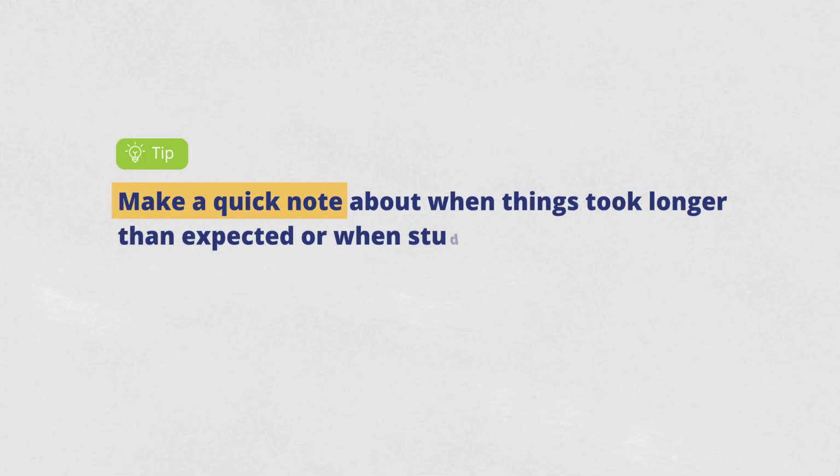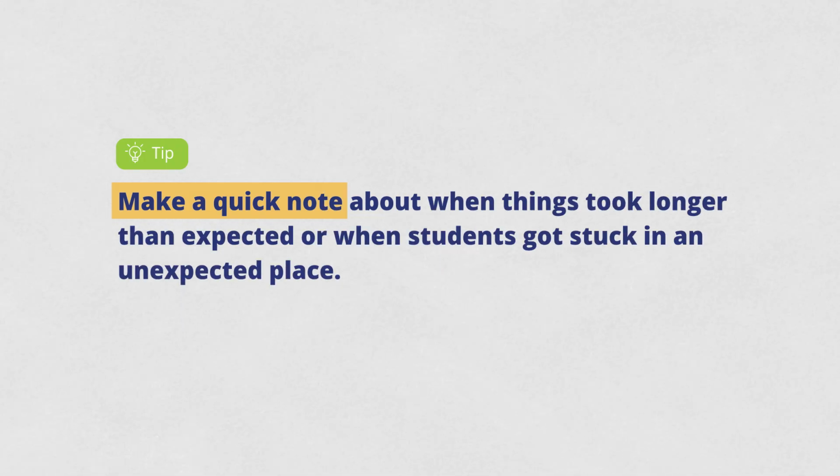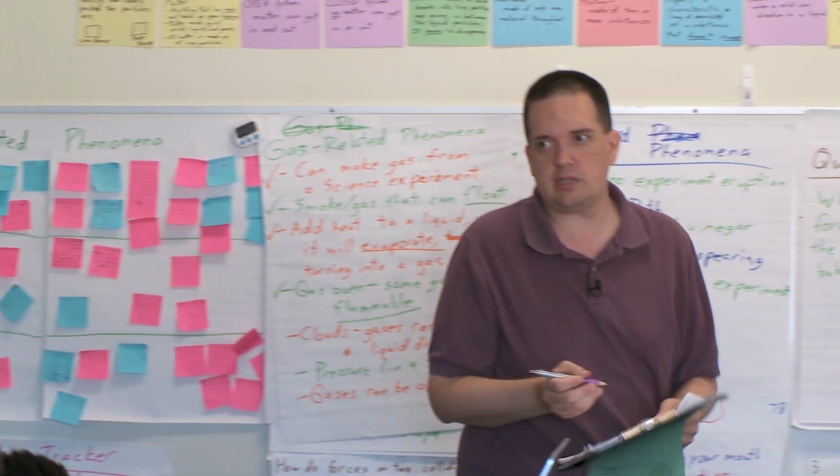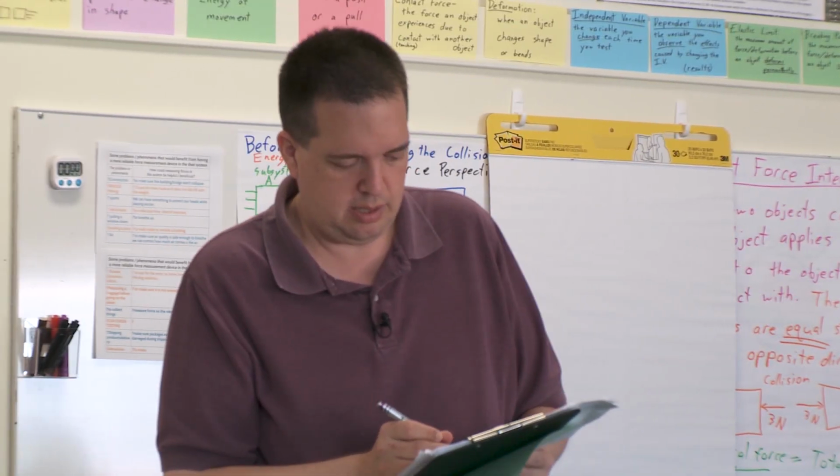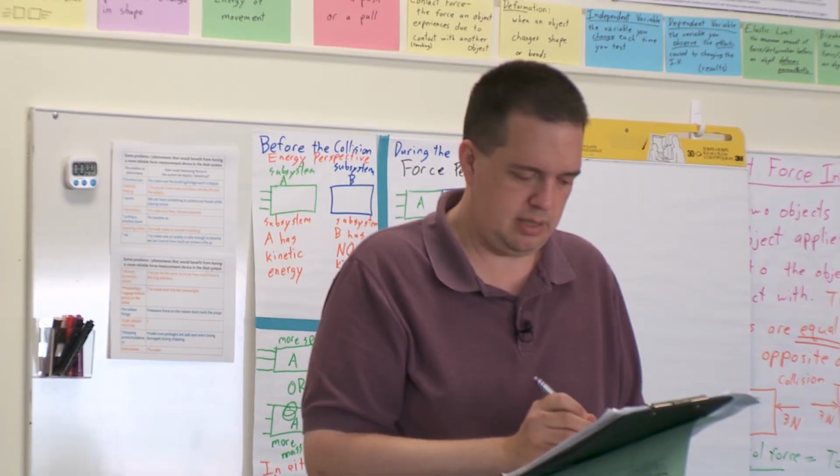And here's a tip. In the moment or after the lesson, make a quick note about when things took longer than expected or when students got stuck in an unexpected place. That information is super helpful, not just for tweaking tomorrow's plan, but for when you come back to teach this unit again. This kind of on-the-fly reflection is something lots of seasoned OpenSciEd teachers do. It helps you stay responsive and build your own unit toolkit over time.